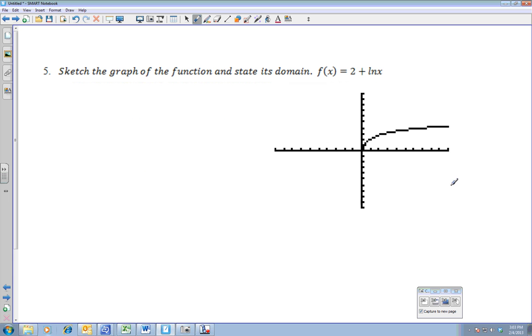Sketch the graph. Here's the graph. Do you see that this 2 just took my original natural log of x graph and shifted it up 2 units? So my domain is still x is greater than or equal to 0.